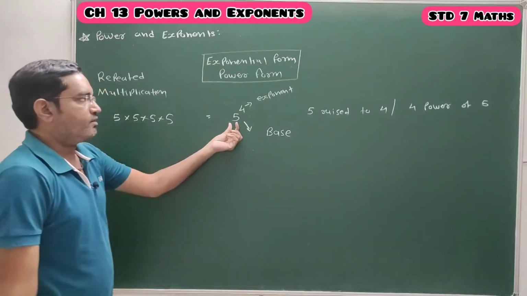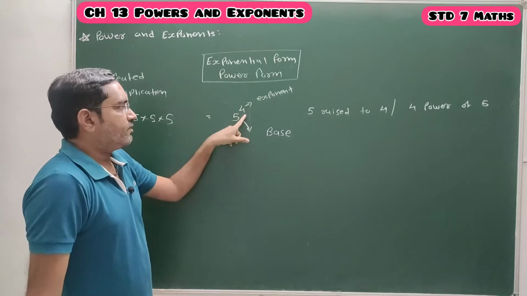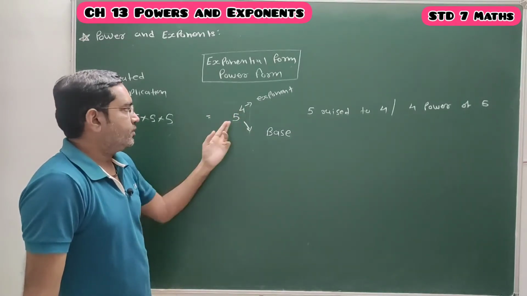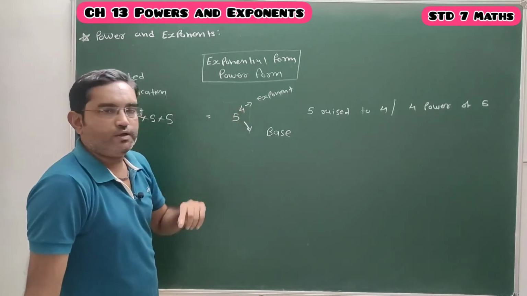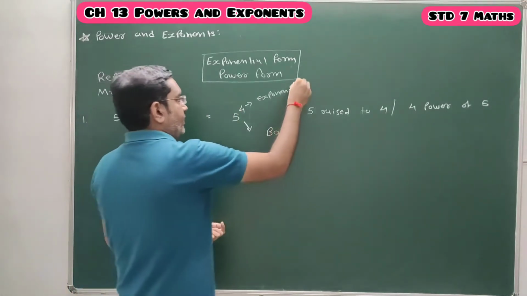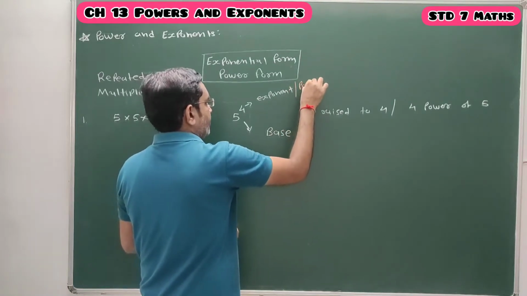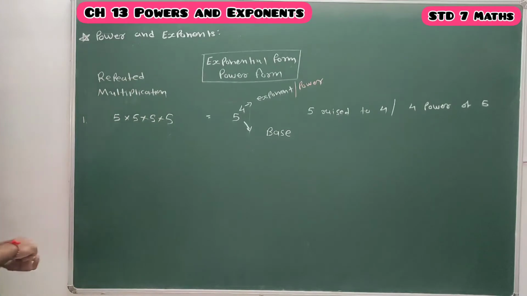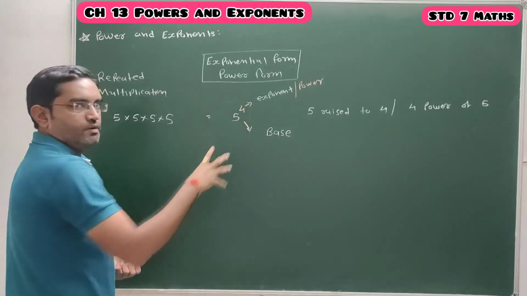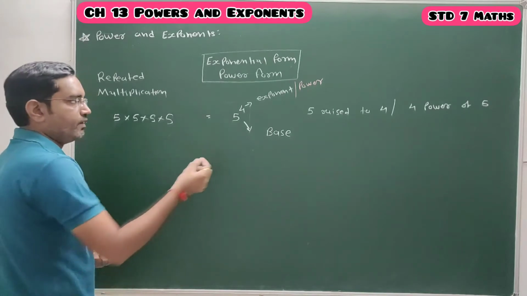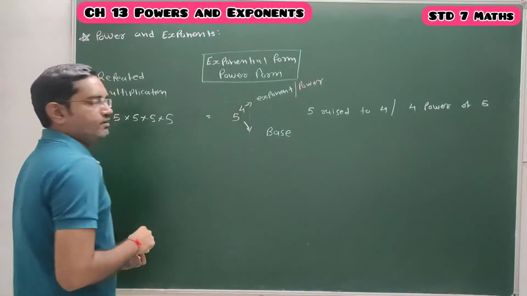Here 5 is known as the base of this power form, and this 4 is known as the exponent of the power form. So 5 is base and 4 is its exponent. That exponent is also known as power. Now, don't let confusion arise here, power and exponent are both equal. This is known as power form. Power form consists of two components, one is base and the other is its power.